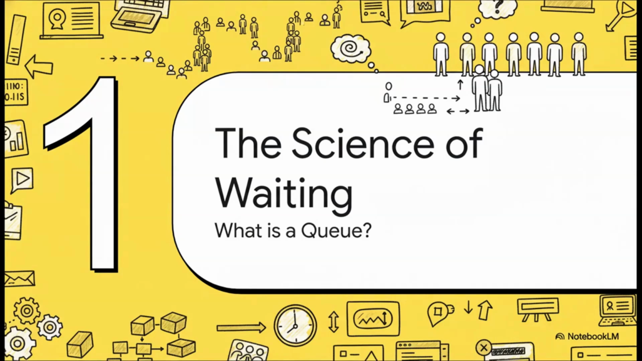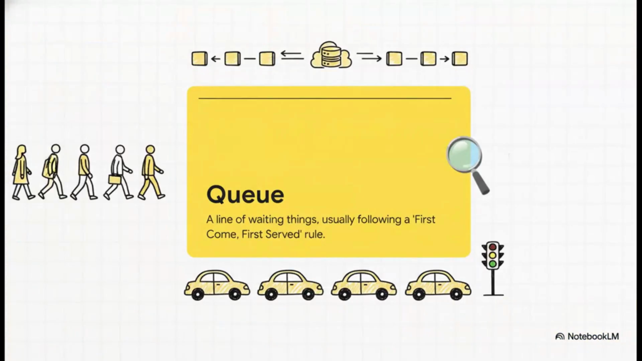See, before you can make a line shorter, you first have to understand what a line even is. At its heart, it's all about this universal experience of being in what's called a queue. A queue, simply put, is just a line of things that are waiting for something. And those things could be people, they could be cars, or in the digital world, they could even be data packets trying to get through a network. And usually they follow a rule that we all get, because it's fair. First come, first served. If you got there first, you get helped first.